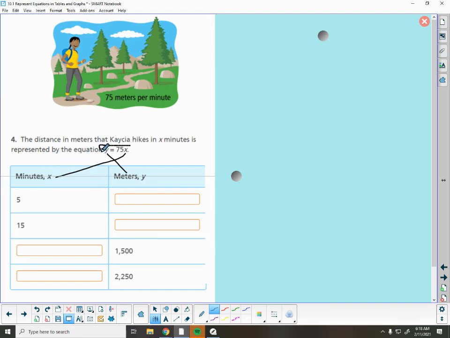So let's rewrite this so it flows with the order of our chart here. I would bring 75x to this side: 75x equals y. So I still have 75 x's and I still have y. I've just matched my chart a little bit better. So here they said we walked 5 minutes.